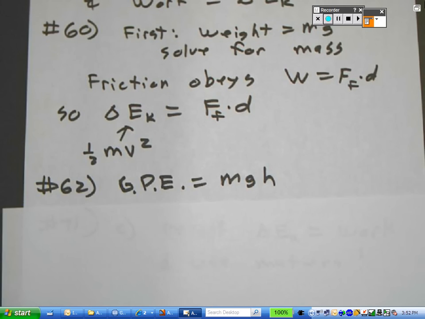62. Now we get to the place where gravitational potential energy is used, and that's equal to m, the mass, times g, 9.8 meters per second squared, times the height.